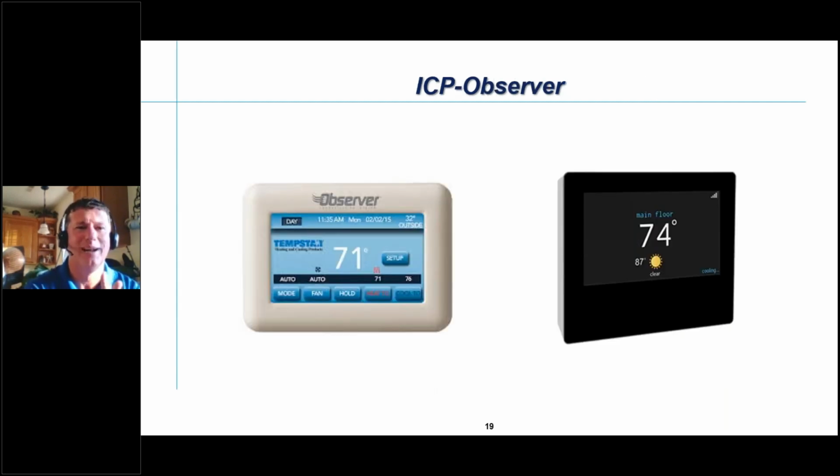All right, so let's finish talking about these communicating thermostats. ICP, Observer, same thing. It's communicating. It's using a variable 5-volt DC signal to talk back to the equipment.